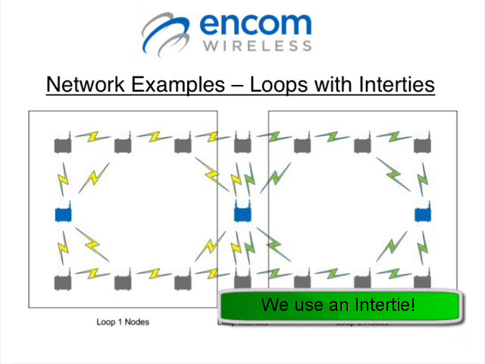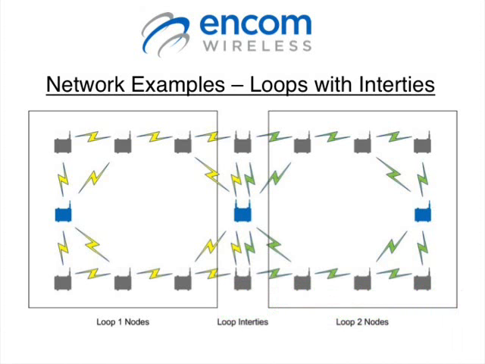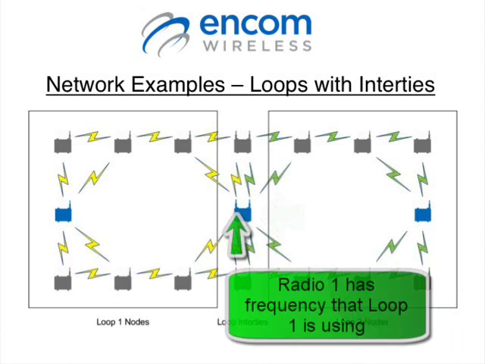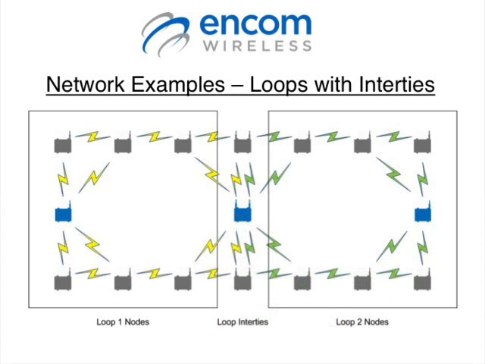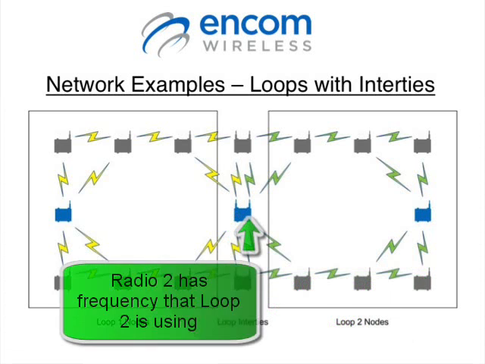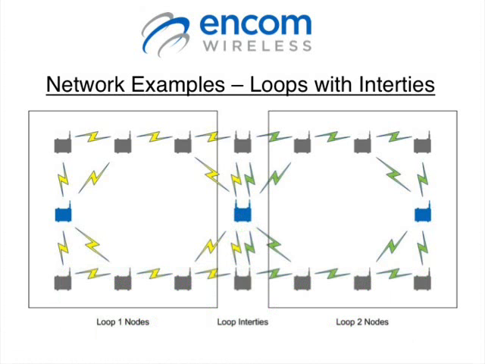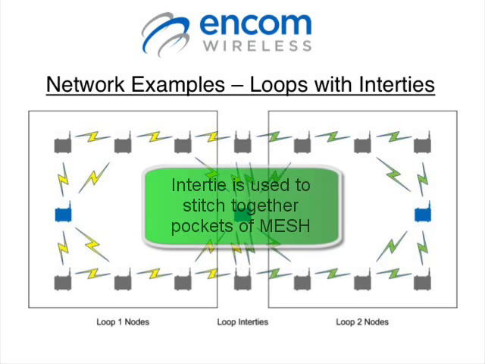With an intertie, it can be a mesh radio with two radio cards, as shown in this particular example. Radio card number one will have frequency A, which will be communicating to loop number one. And radio card B will have a frequency which is going to be communicating to loop 2. This is the concept of an intertie and how we tie together multiple locations into our mesh network.